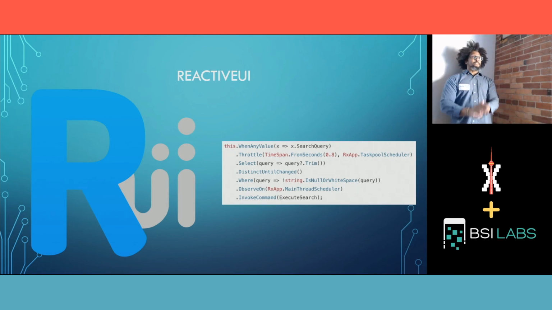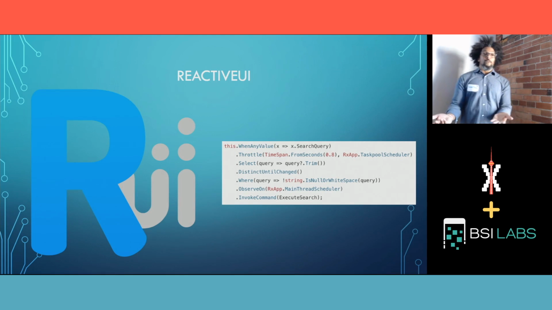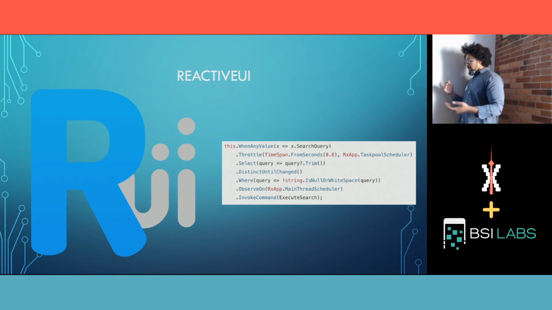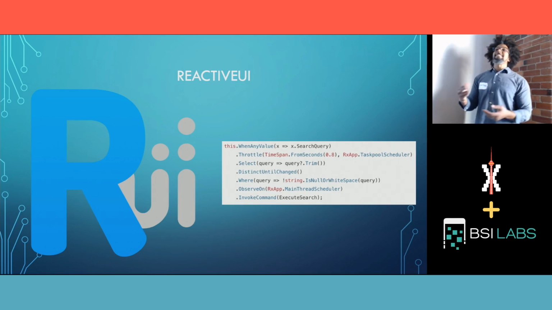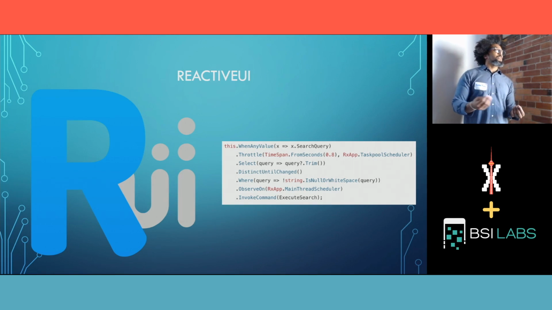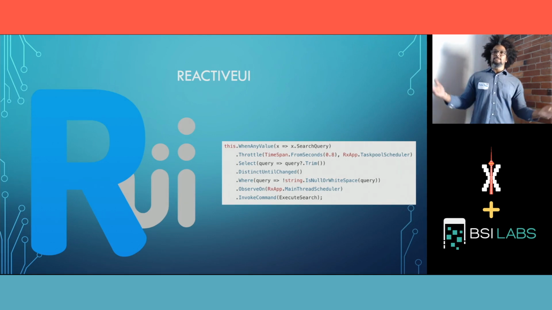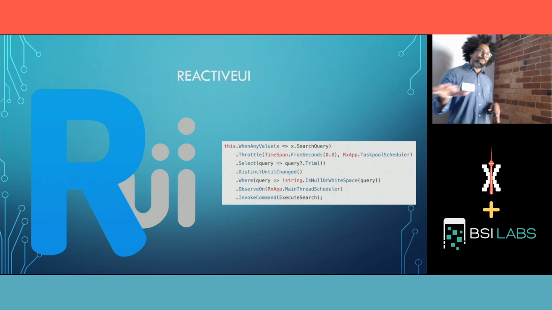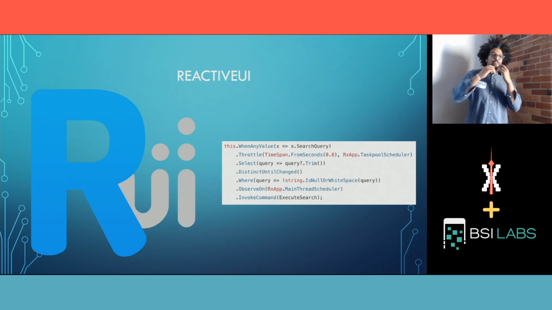The good thing about Reactive UI is that even though it's called a framework, other people call it a library. But the good thing is that it can be combined with other frameworks. Let's say that right now you're using Prism, which is one of my favorites. I love Prism navigation.